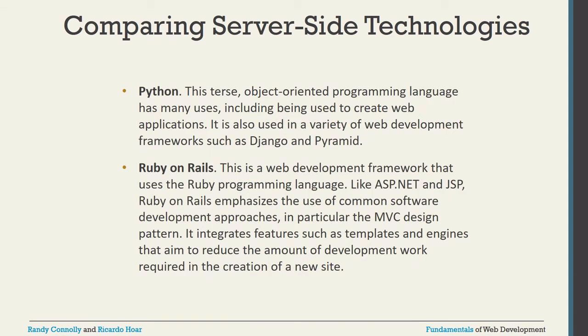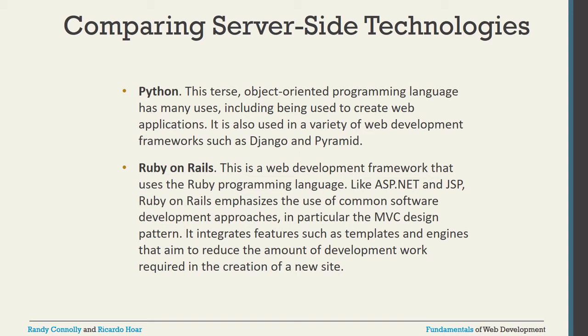Next thing is Python. It is an object-oriented programming language with many uses, including creating web applications and other things. But with the help of Python, if you want to develop an application, then we have to use some frameworks, called Django and Pyramid. These frameworks are very popular for web development using Python.